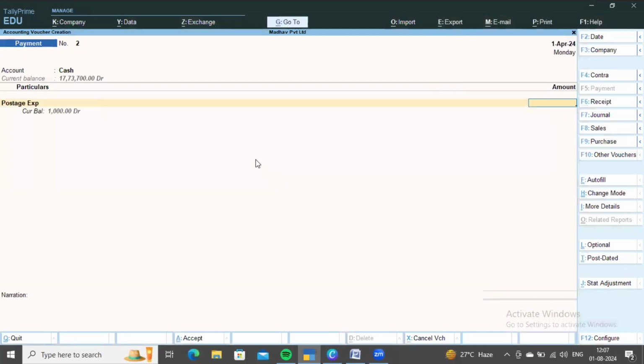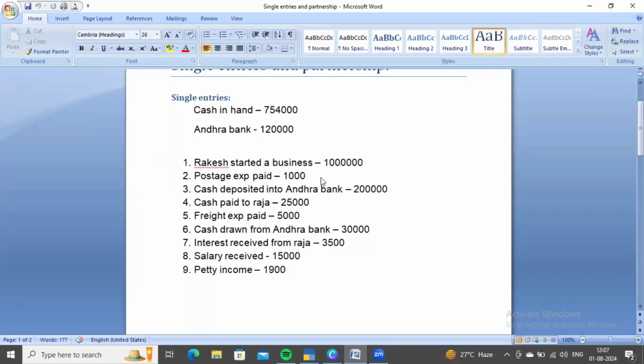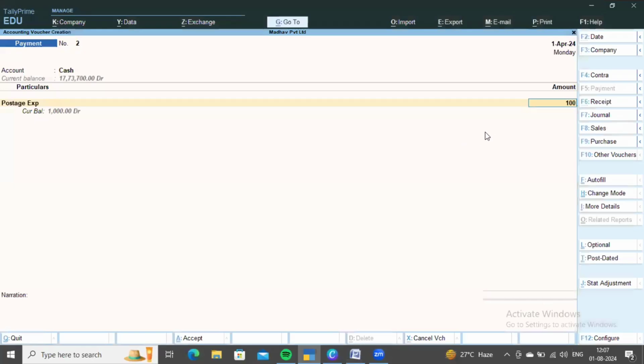Yes, here one more major doubt has been raised in everyone's mind. That is, as cash is going out, then why are you debiting the cash account? You need to credit the cash account, right? Okay, let me show you. Here the balance in cash account is 17,73,700. And after giving amount here, 1000, here see, the amount has been reduced by 1000 rupees.